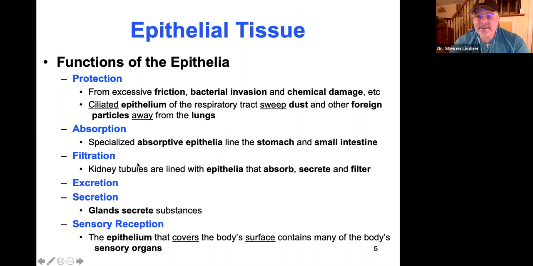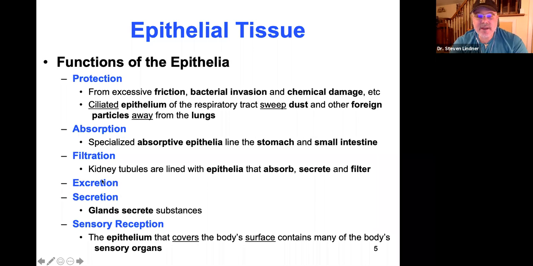Filtration. The kidney tubules, there's that word again. Kidney tubules, proximal and convoluted tubules, are lined with epithelium, and that can absorb, that can secrete, and that can filter blood. So the kidney is a major organ where a lot of blood is going through to absorb things, to filter things, to get things out of the body, and whatever the body doesn't want to get out to excrete, then we can reabsorb back in.